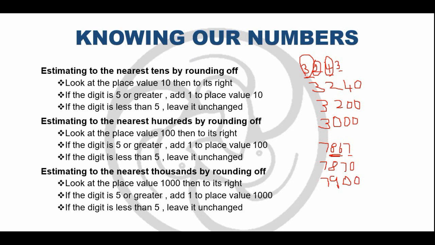Now the next one is rounding off to the nearest 1,000 position. What is in the 1,000 place value? 7. Look at the right side number. What is it? That is 8, and 8 is greater than 5. That means you have to add 1 to the number, so now it becomes 8,000. So the nearest 1,000 value to 7,867 is 8,000.